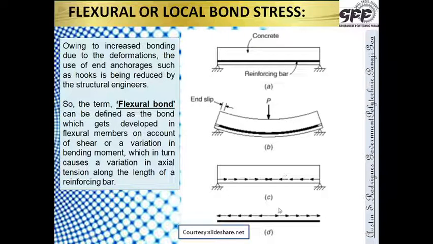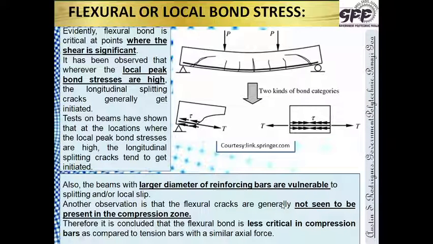Now because of this, the whole member behaves like an RCC member. Eventually what we find is that the steel and concrete behave together because of good bond. So evidently flexural bond is critical at the points where shear is significant. Where we have a good amount of shear, we find that flexural bond becomes more critical.